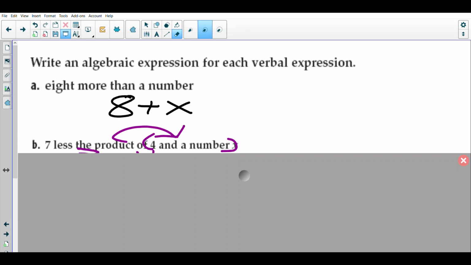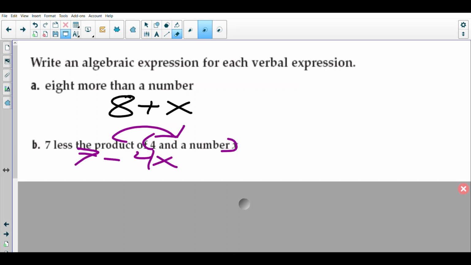The next one, I already have it started: 7 less the product of 4 and a number. It doesn't say less than, it says less. So 7 less means 7 takes something away. And then it says product of. When you see product of, that means you're multiplying those things together. So 4 and a number, x, means 4 times x, and then 7 less that would mean 7 minus 4x.